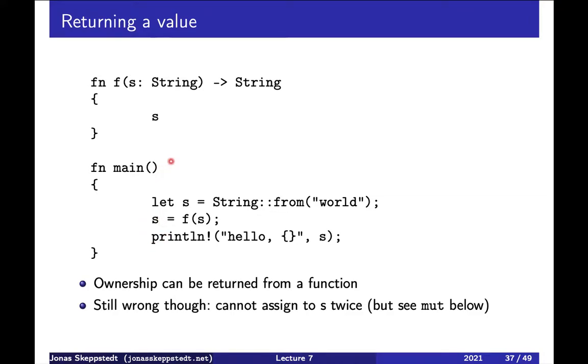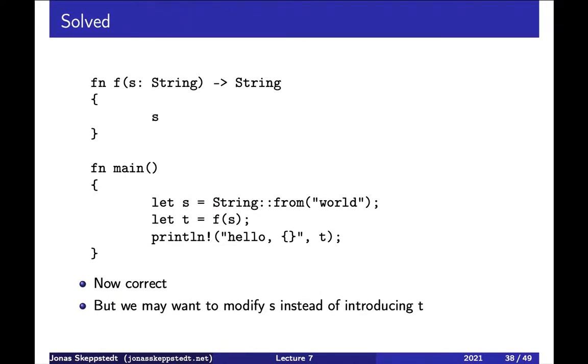Okay, so we may want to try the following, namely to return a value from this function, in this case the parameter, and then save that in s and print. It is correct that we can return ownership, but we cannot assign to s twice. Okay, so another option would be to return it to t and then print. This works, but it is not the most pretty solution.